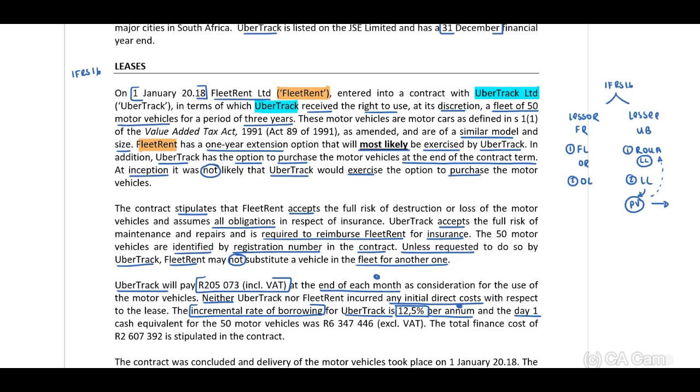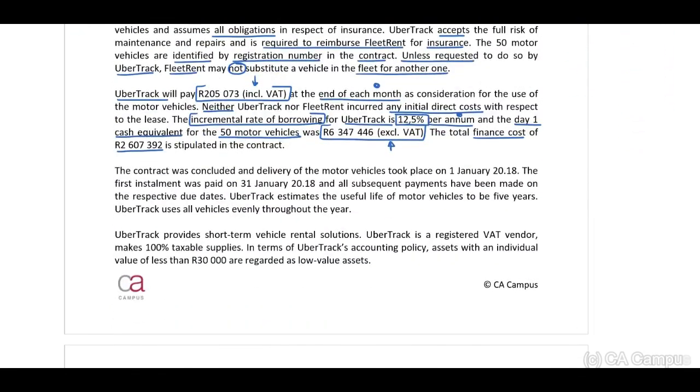And the day 1 cash equivalent for the 50 motor vehicles was 6,347,446, excluding VAT. Our payment including and the cash price excluding. The total finance cost of 2,607,392 is stipulated in the contract. The contract was concluded and delivery of the motor vehicles took place on 1 January 2018. The first installment was paid on 31 January 2018 and all subsequent payments have been made on their respective due dates.